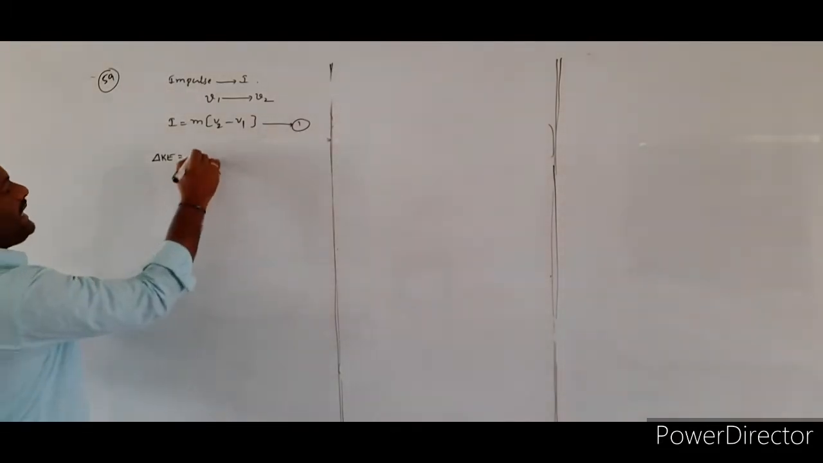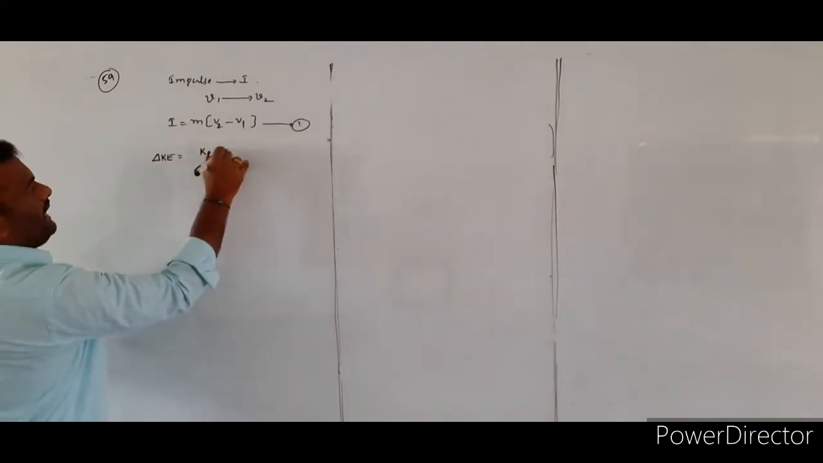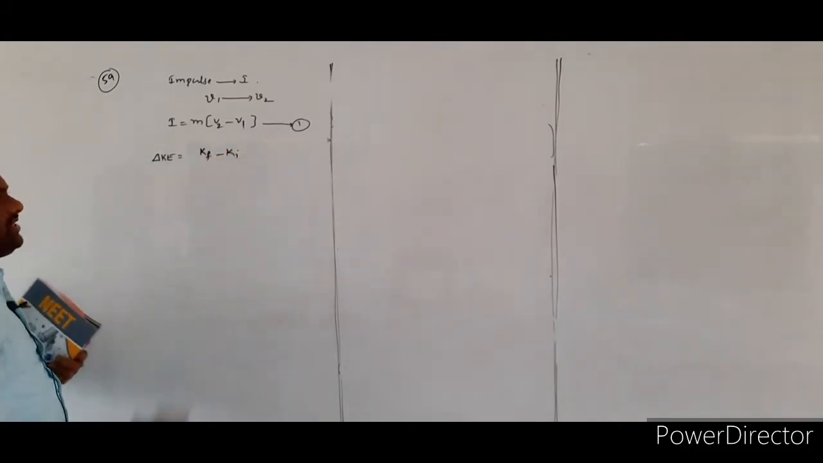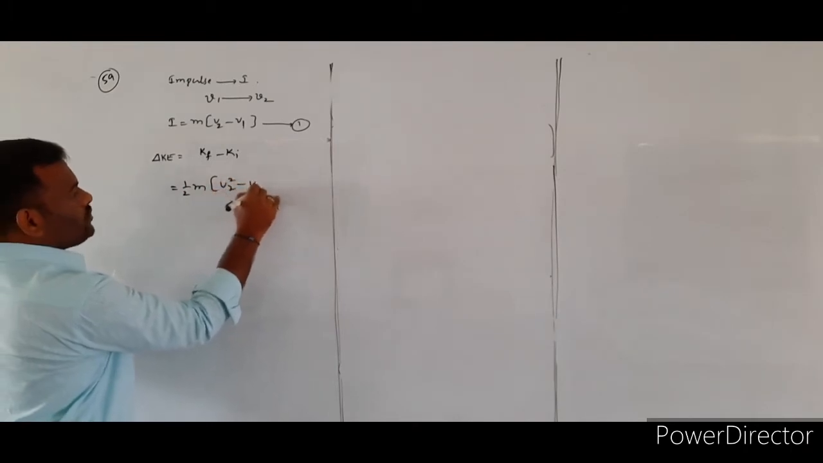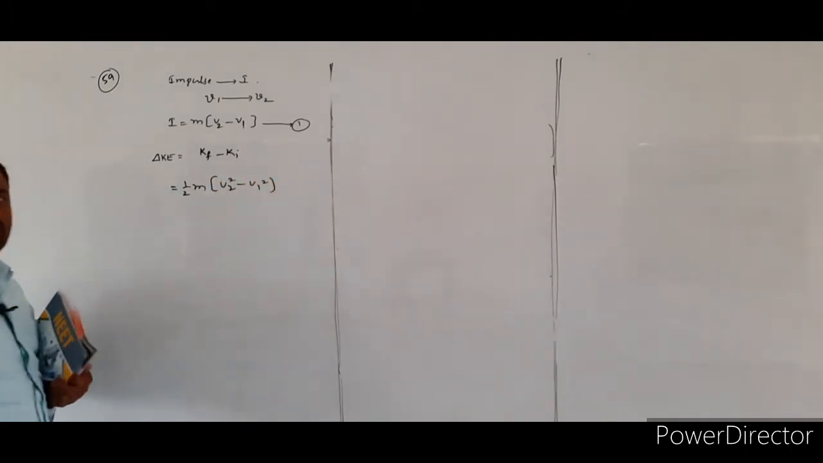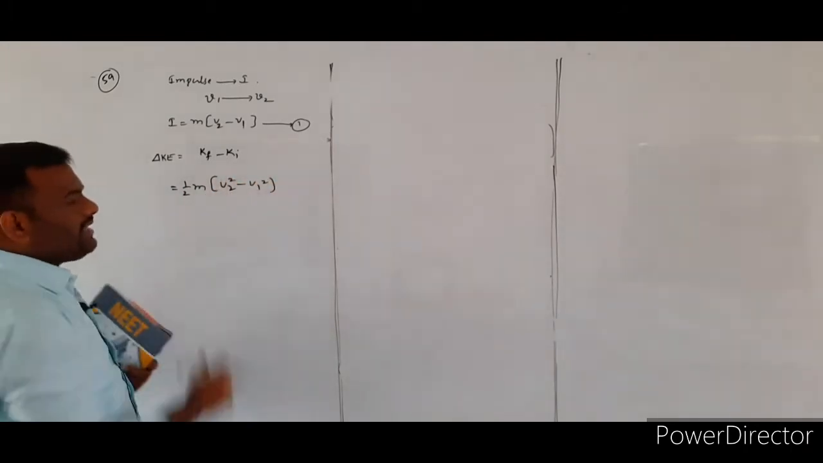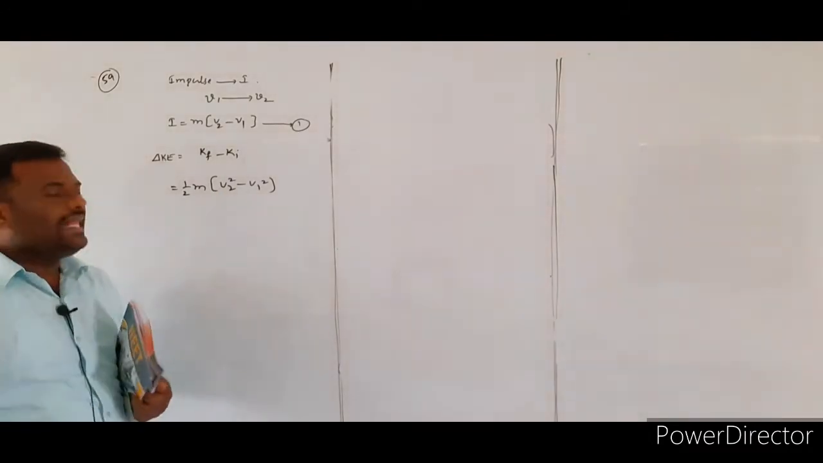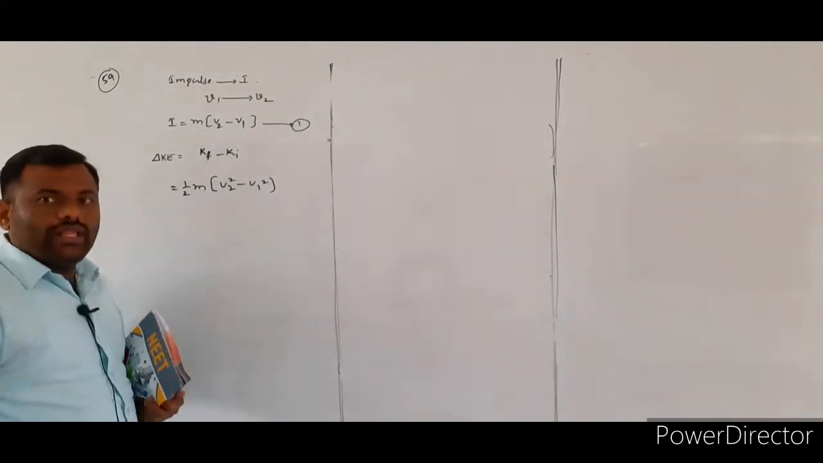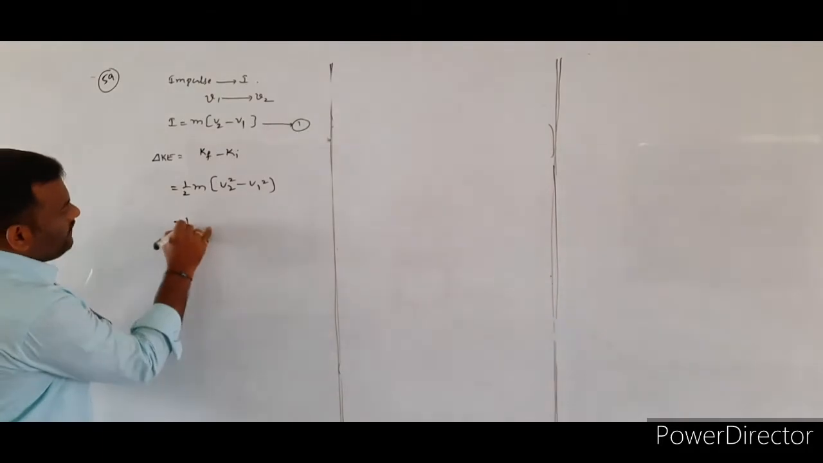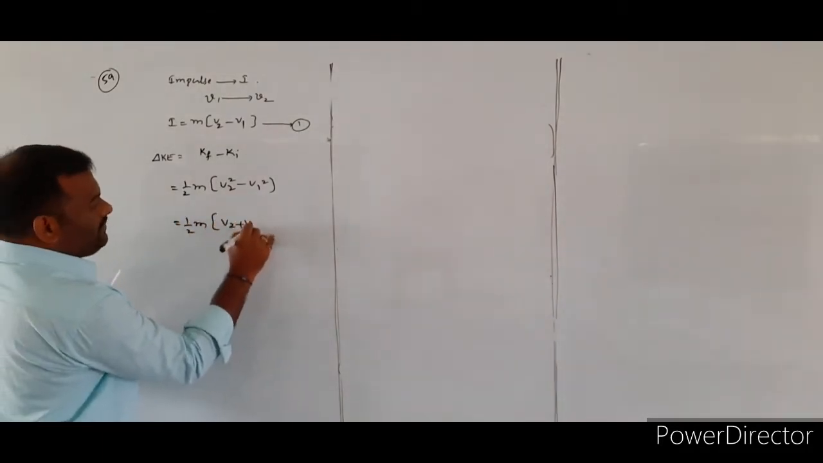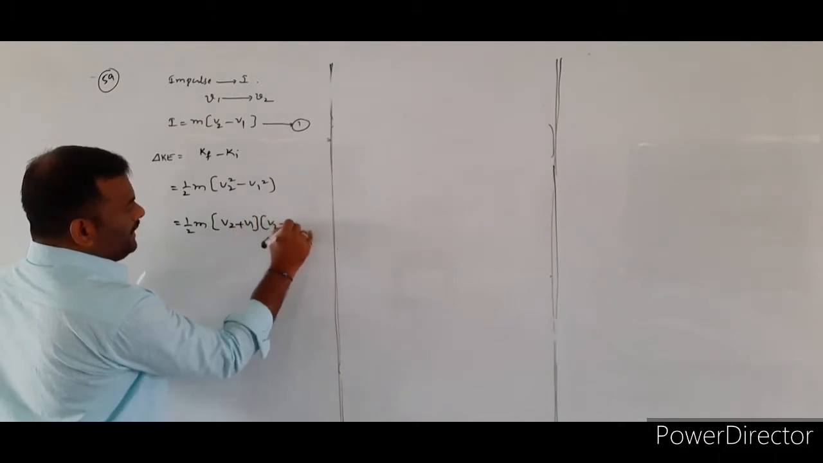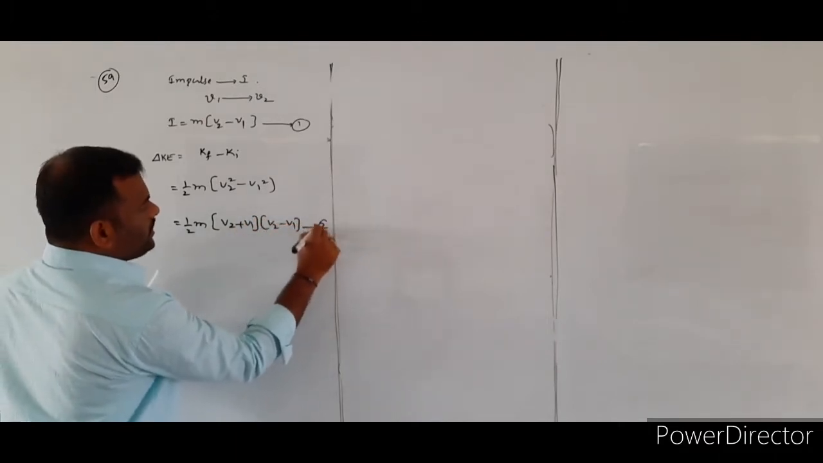So change in kinetic energy is equal to final kinetic energy minus initial kinetic energy, that value is equal to half into m into v2 square minus v1 square. So it is in the form of a square minus b square. It can be written as a plus b into a minus b, so that its value can be written as half into m into v2 plus v1 into v2 minus v1. So let it be equation number 2.